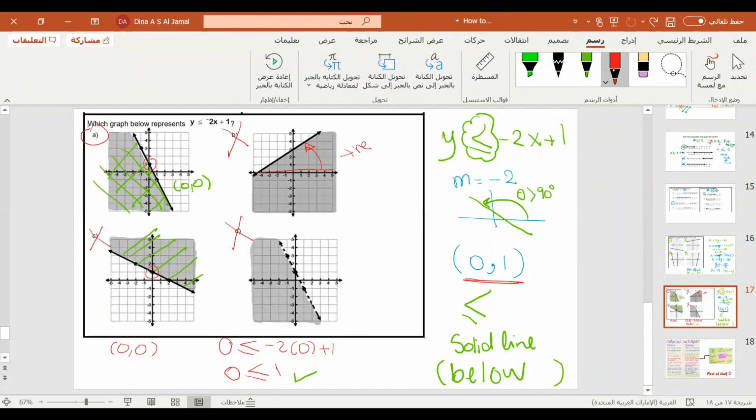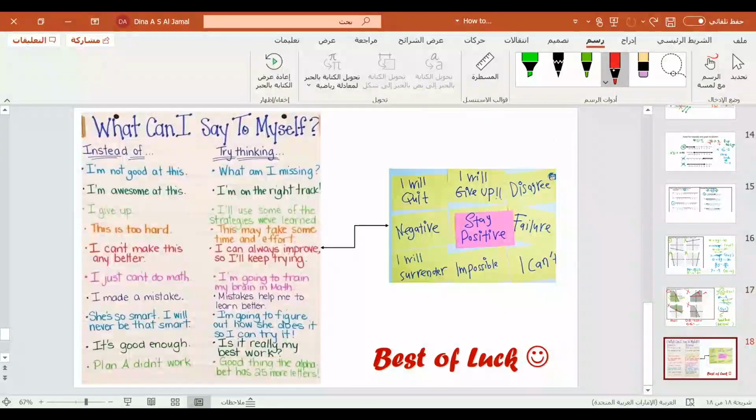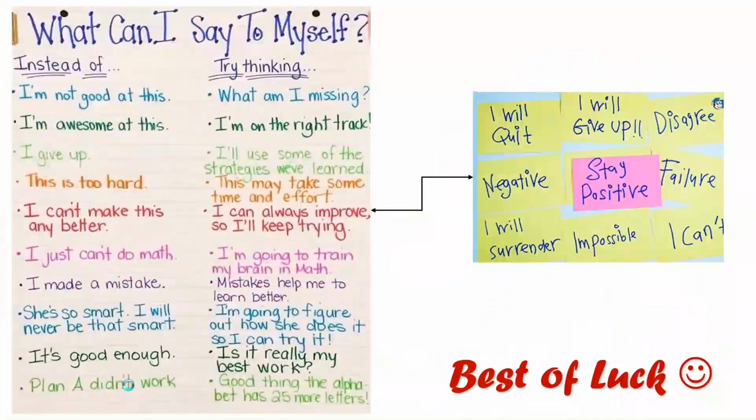That's it. At the end, I wish all of you best of luck. I would like you to stay positive. Instead of saying you are not good or you are not awesome, you will be giving up. Just change your words. Whenever you change your words, everything will be changed. Stay positive. Stay out of the negativity zone.